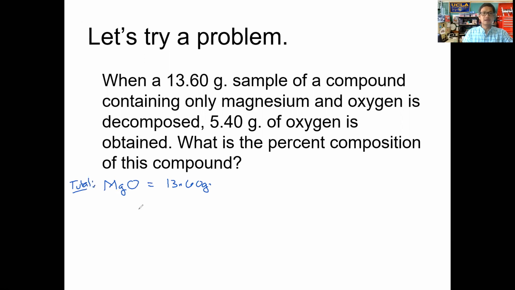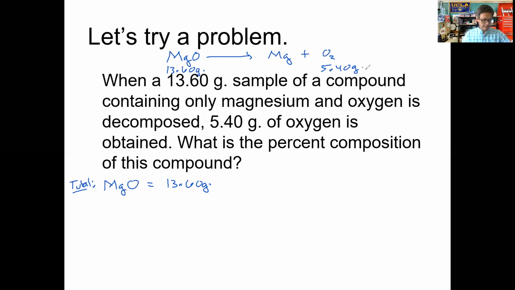And then we're told that when we decompose this, let's imagine this is the reaction we're looking at, magnesium oxide breaking down into magnesium and oxygen. That's the decomposition reaction that we're going to follow. We were told that we start out with 13.60 grams of magnesium oxide, and when we break this down, we obtain 5.40 grams of oxygen.